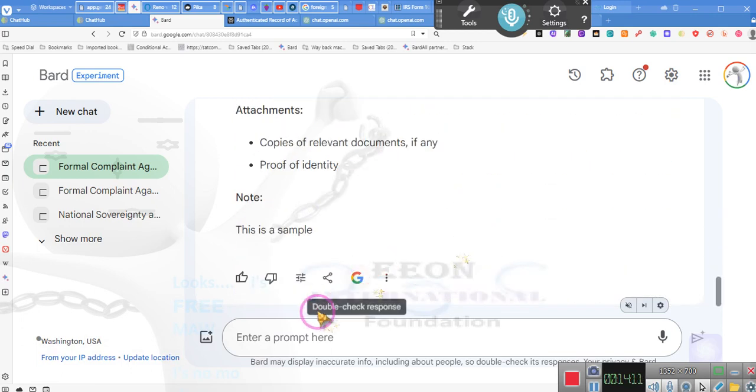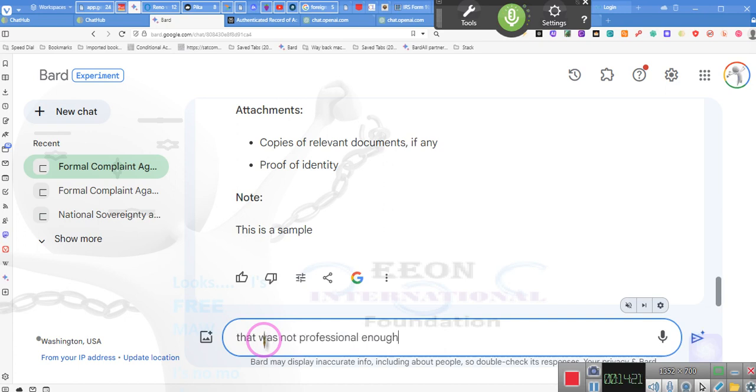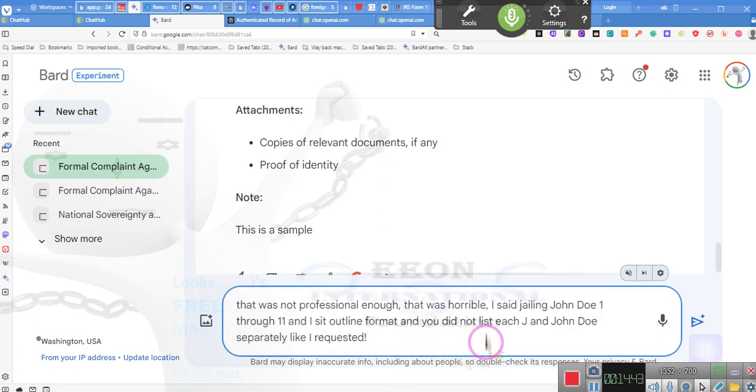Wake up. That was not professional enough. Comma, that was horrible. Comma, I said Jane and John Doe 1 through 11, and I said outline format, and you did not list each Jane and John Doe separately like I requested. Exclamation mark. You will do it again.